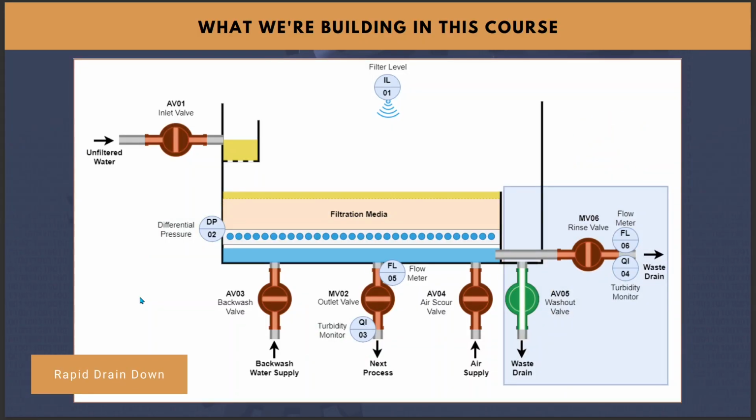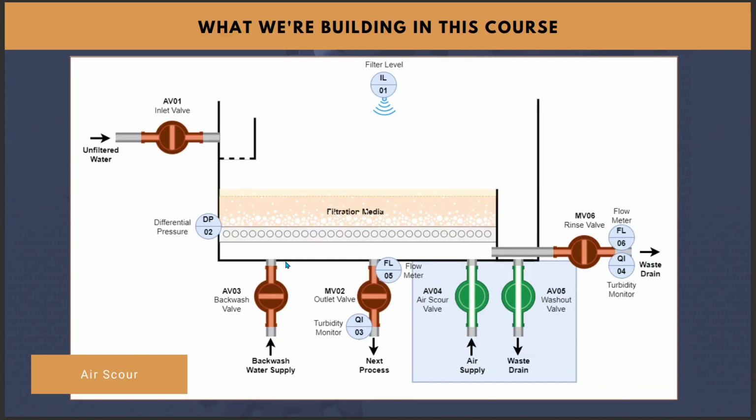As part of the washing procedure, we have a rapid drain down. What that entails is opening the washout valve after closing the inlet valve, so there's no new water going into the system, and we open the washout valve to drain the system right the way down to this weir level here. That basically just dumps all of the unfiltered water straight out of the system to get us to a designated wash level, which is at the top of this weir point here, ready for the wash procedure.